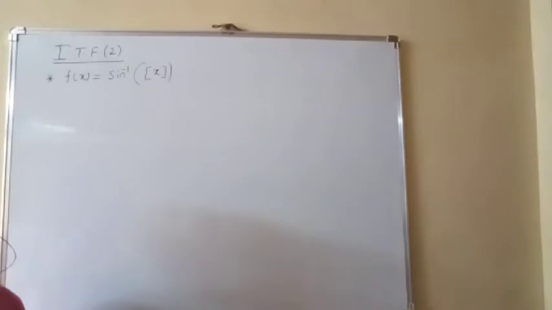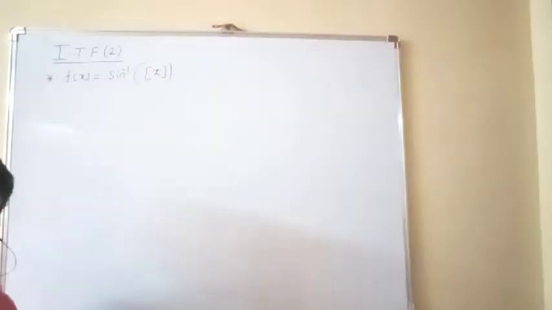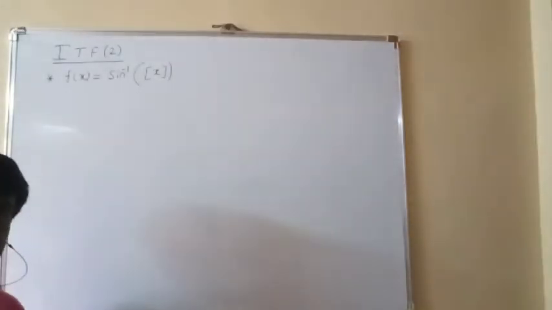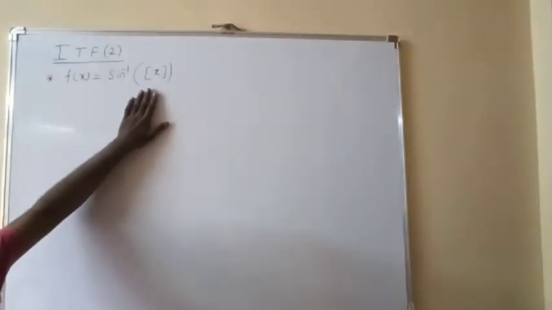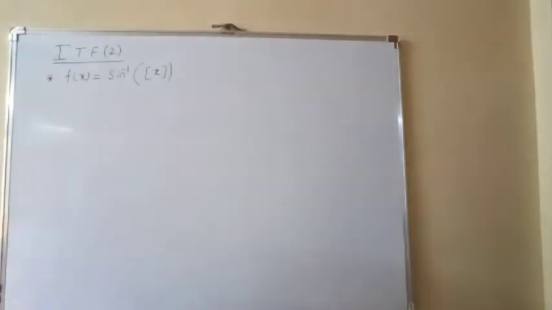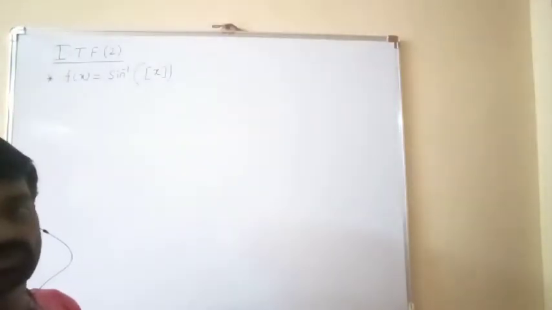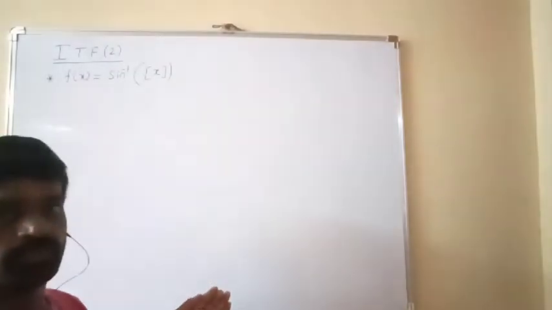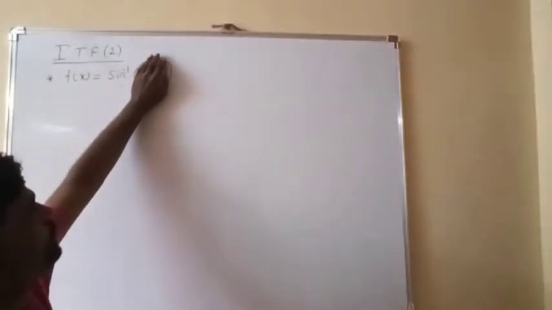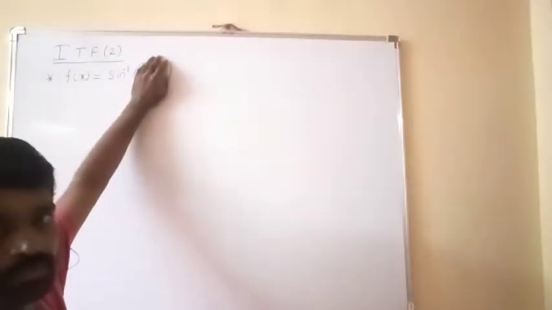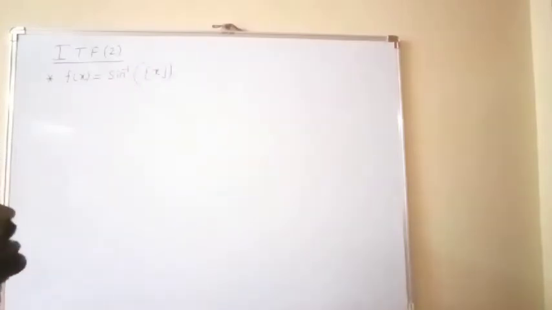So the domain means what? The input values, nothing but input. The values of x for which this function is meaningful, that means this function is defined. Clearly, the sine inverse function's domain is what? Closed interval minus 1 comma 1. That means for sine inverse of something to be defined, that something should lie between minus 1 and plus 1.